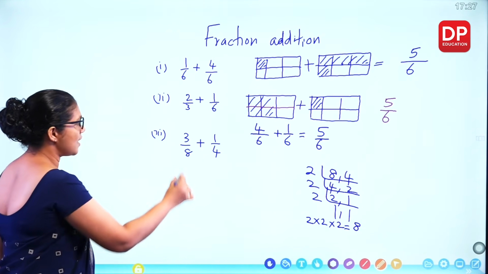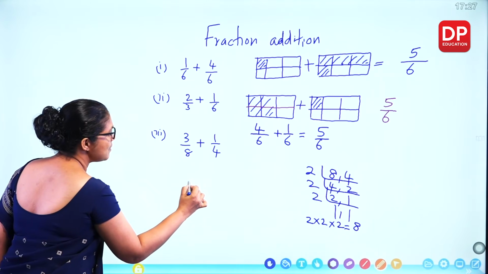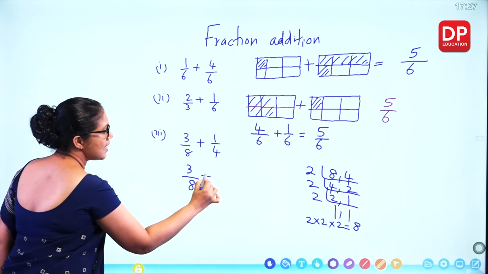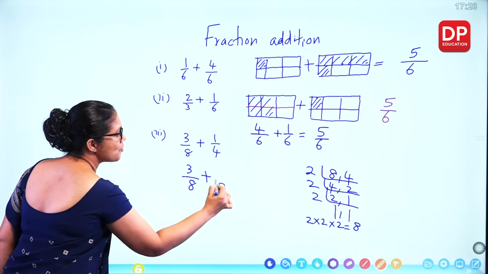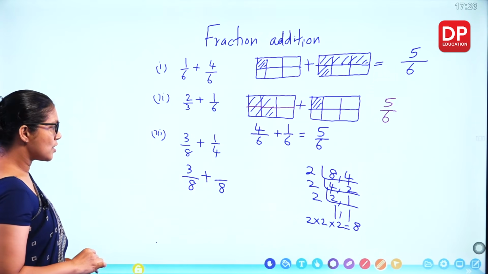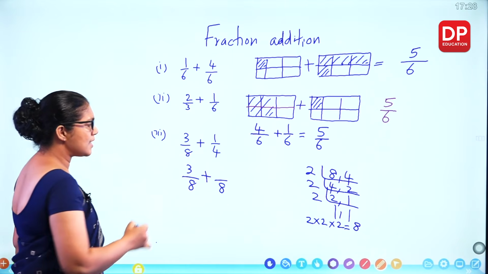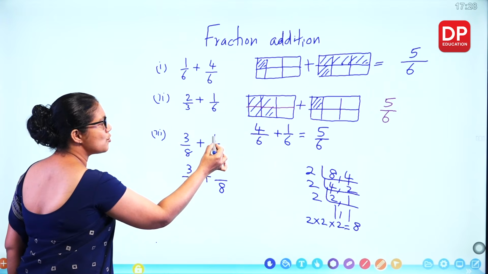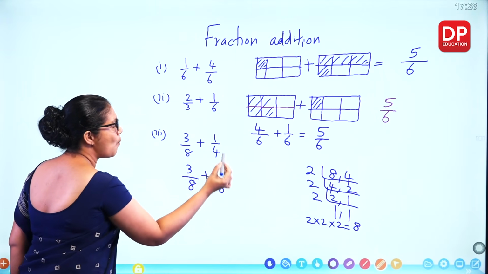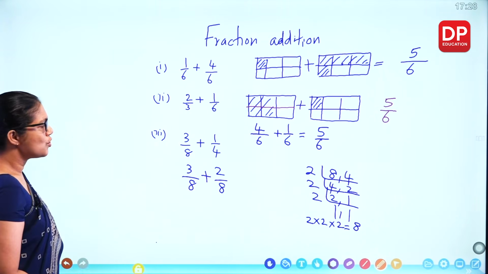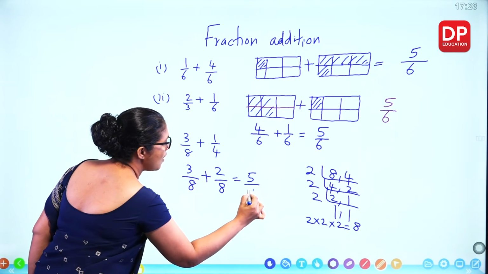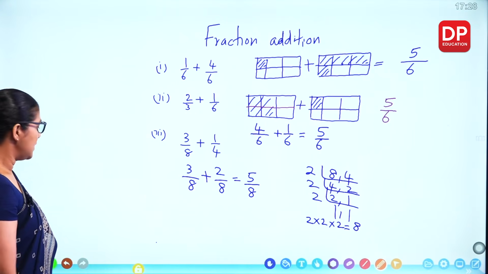So here you can convert to the same denominator. No need to convert this one because 8 parts are there. For this one, you have to write down the equivalent fraction. How do you get 8 from 4? 4 multiplied by 2. You have to do the same thing to the numerator: 1 multiplied by 2 is 2. Then what's the answer? 3 plus 2 becomes 5 out of 8.